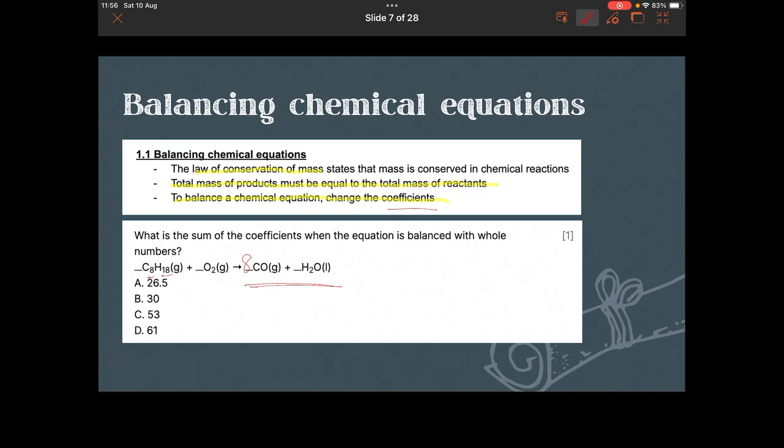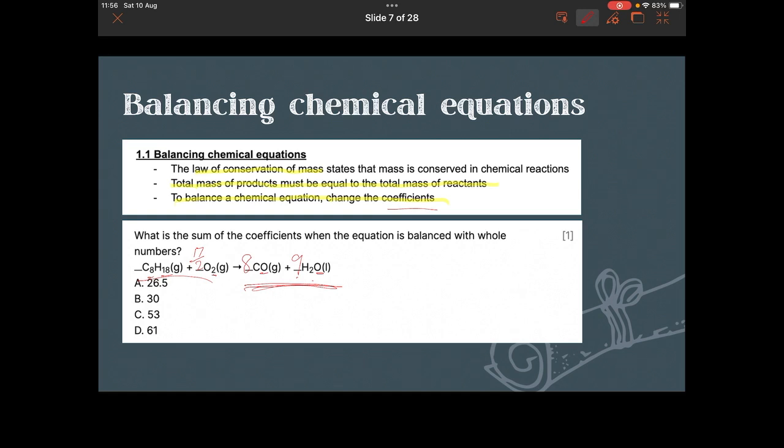And there's 18 hydrogens, so I have to add a 9 here to the only hydrogen-containing compound on the other side. So that makes 9 times 2, 18. Now, we have 8 oxygens plus 9 oxygens, so that's 17 on this side. And we need 17 on the other side as well. So it's O2. So I'm going to do 17 over 2. So 17 over 2 times 2 would give us 17.